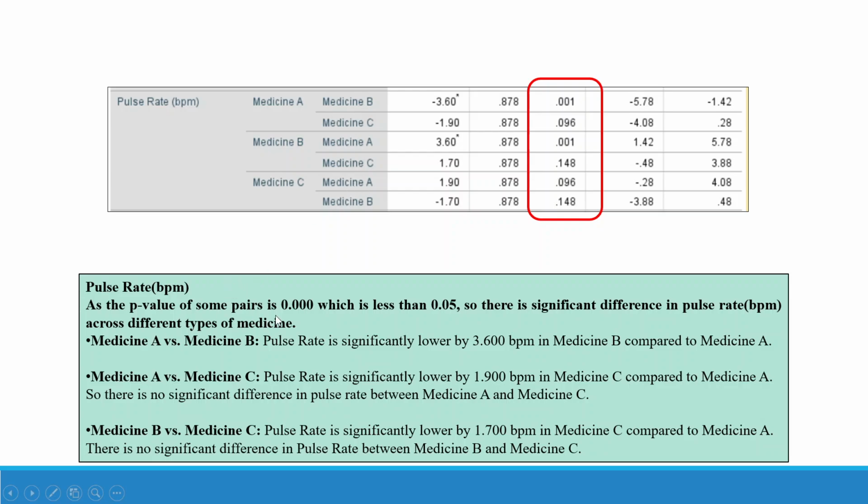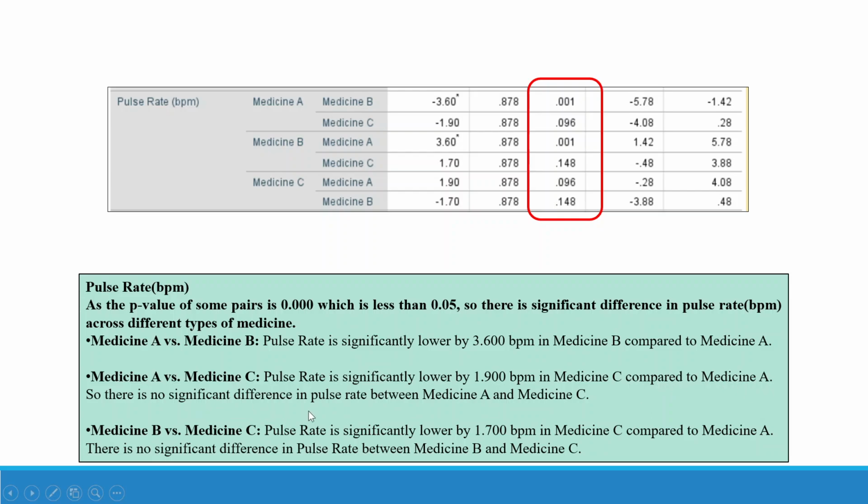As the p-value of some pairs is 0.00, which is less than 0.05, there is a significant difference in pulse rates across the different types of medicine. Medicine A versus medicine B: pulse rate is significantly lower by 3.6 beats per minute in medicine B compared to medicine A. Medicine A versus medicine C: pulse rate is significantly lower by 1.9 in medicine C compared to medicine A.